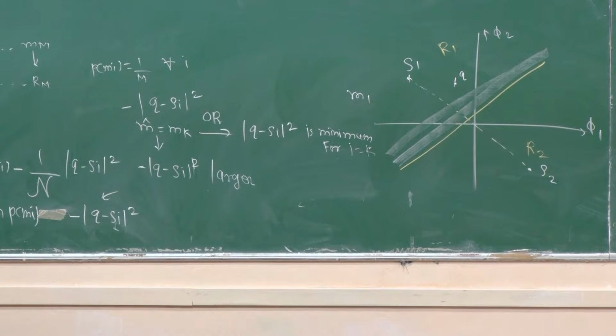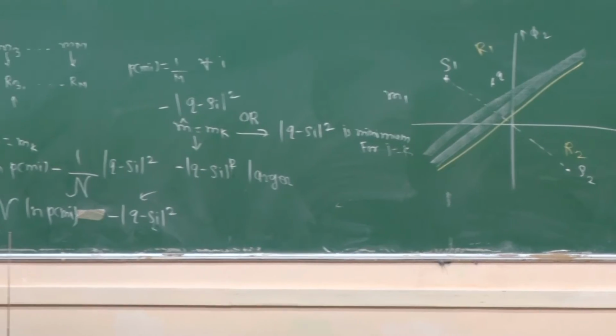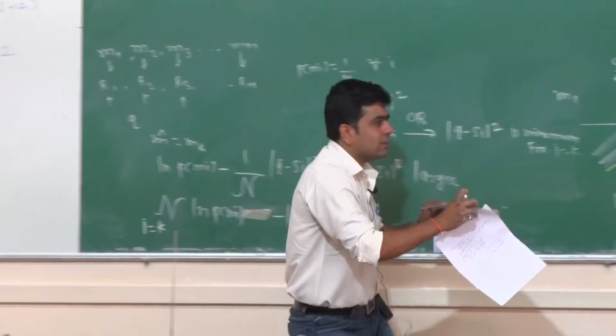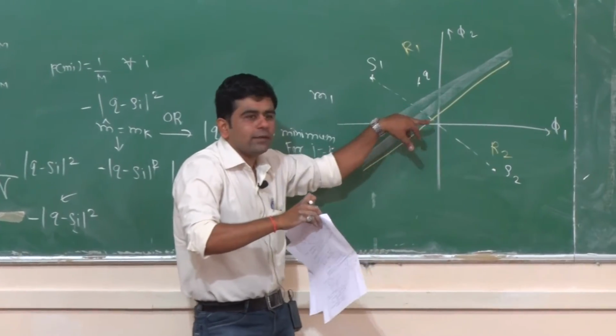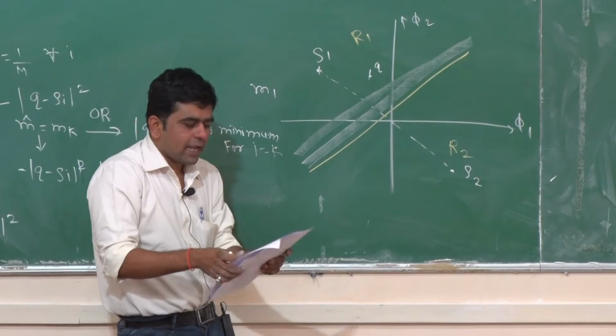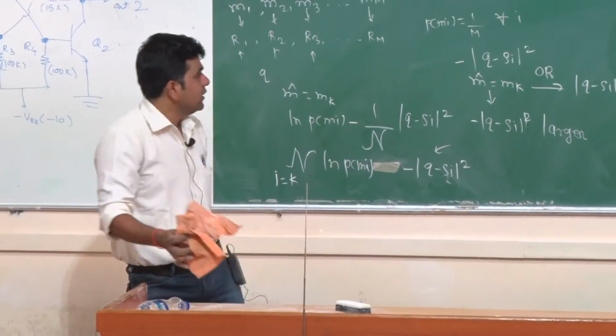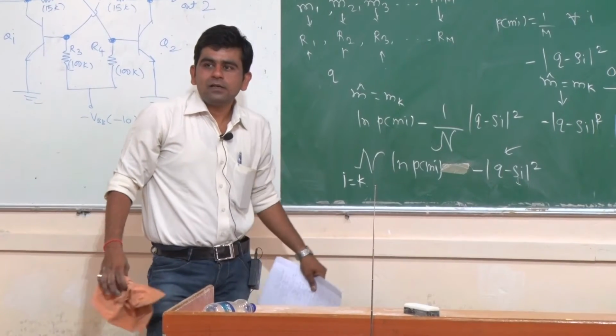This is the case for equiprobable. As they are equiprobable, we can divide this line equally. Now for the next case, write down the second case. Is there any question regarding this one?